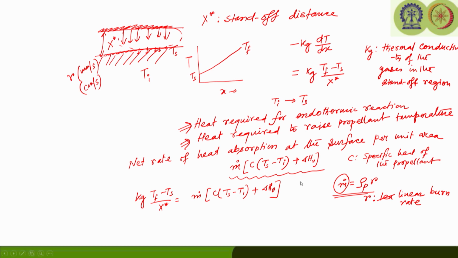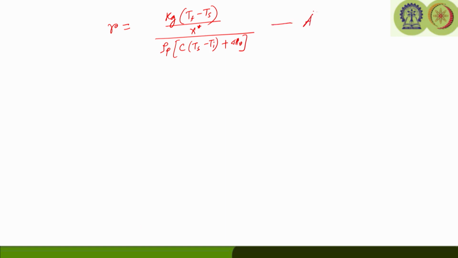So, we can now simply put this in terms of r. So, this will become C into (Ts minus Ti) plus delta H V. What we can write here is the equation for r: r will become kg into (Tf minus Ts) by x star, divided by rho p into [C into (Ts minus Ti) plus delta H v]. So, this equation suggests to us that if we have an increase in flame temperature, where Tf is the flame temperature.